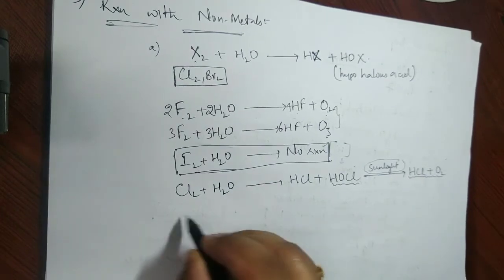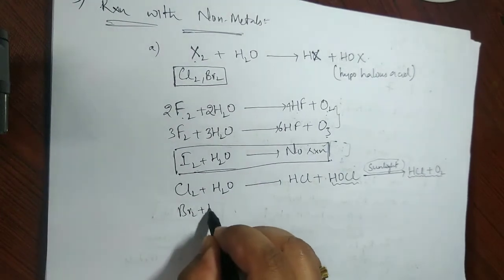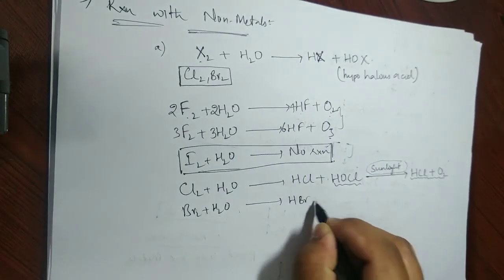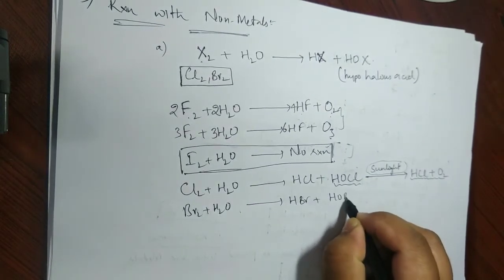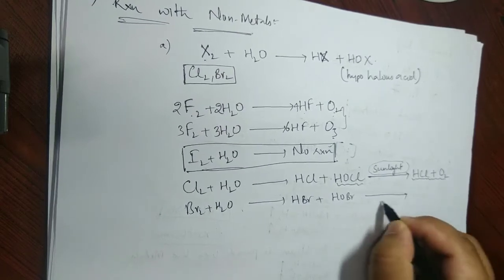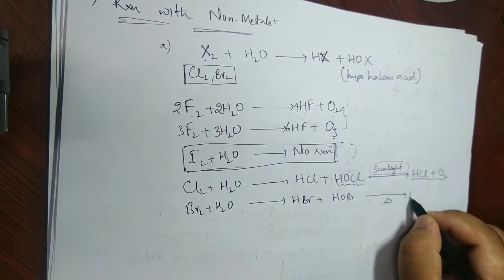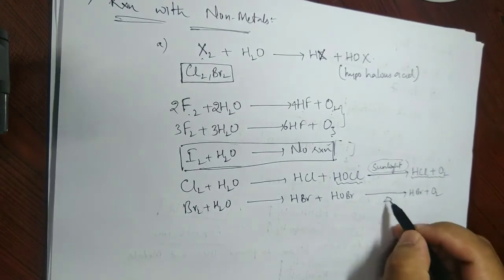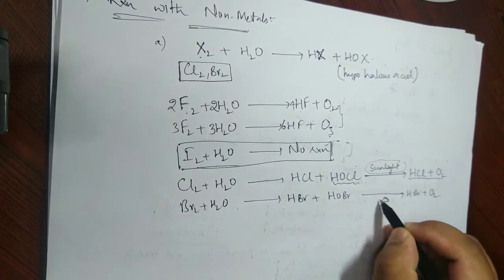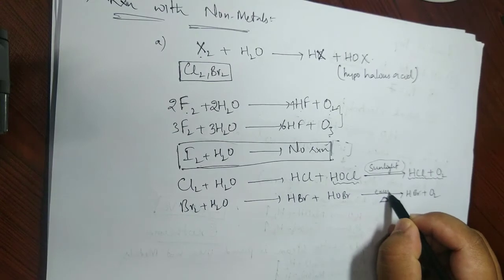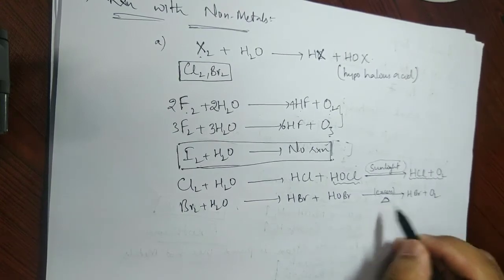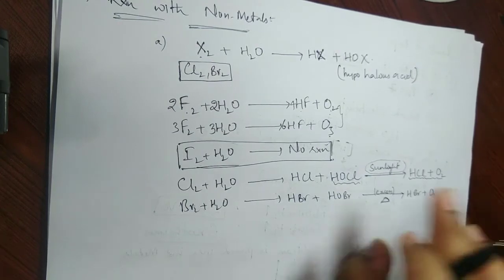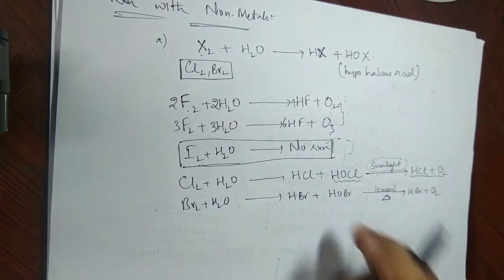So if you want me to write, I'll write that Br2 plus H2O gives HBr plus HOBr, and here if it is mentioned as on heating further, then it gives what? HBr plus O2. If it is mentioned as on heating, or on excess heating, then you should further go to what? HBr and O2. So do remember these key points.